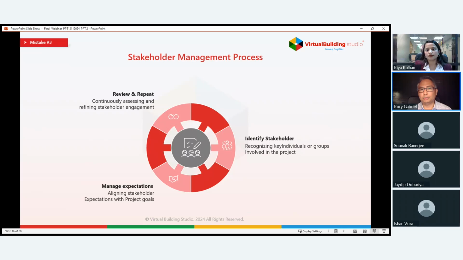So next we have stakeholder management. Whether it's clients, contractors, the AHJ, or even internal teams, managing stakeholders effectively can make or break a project. A well-structured stakeholder management process helps ensure that everyone involved is aligned, expectations are clear, and potential conflicts are minimized.